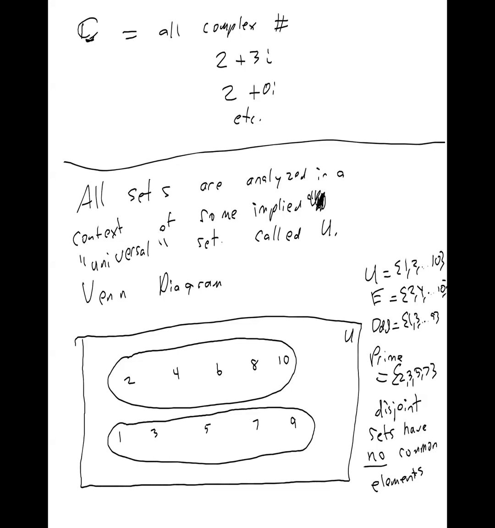Well, actually, no, I shouldn't say that, because if you have a set that has nothing in it, then technically it's disjoint, but it still has all the common elements. Okay, so there's that. So the odd numbers are disjoint from the even numbers.